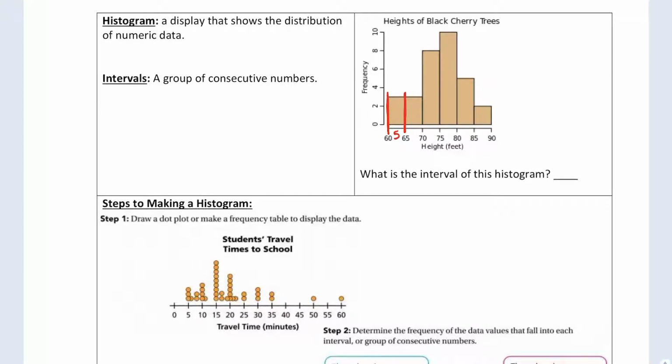Let's check the next one. What's 65 to 70? Also 5. Okay, let's check one more. What about 70 to 75? Okay, yes, you convinced me. It's 5. So can we answer this question? What is the interval of this histogram? It is 5.